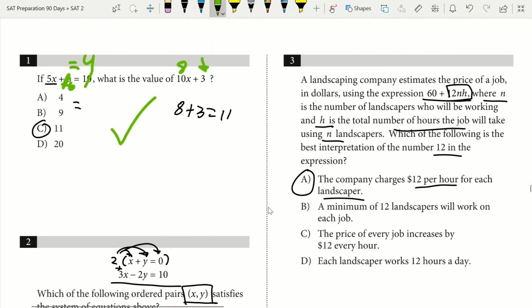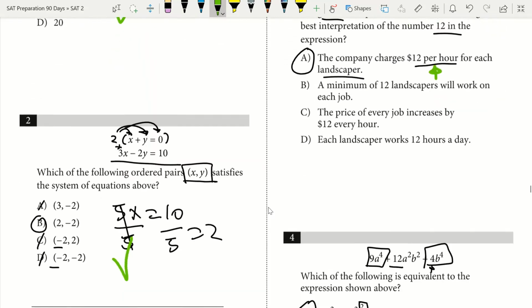Number 3, I've got landscapers. I'm asked what 12 means. I see 12 is multiplied by n and h, where n is the number of landscapers working and h is how many hours the job takes. That's telling me that each landscaper is earning $12 per hour. So the company's charging $12 for each landscaper. So A is correct. That's checked.